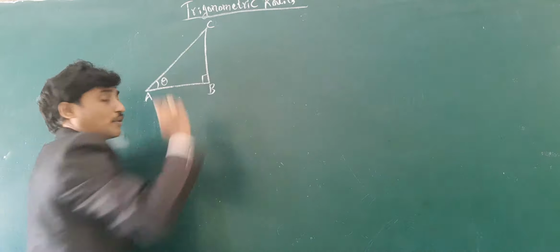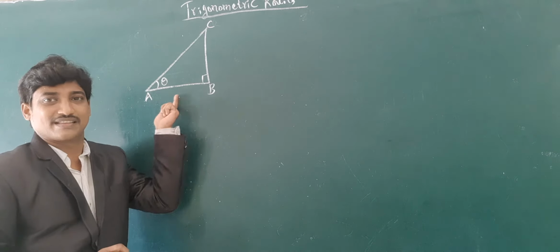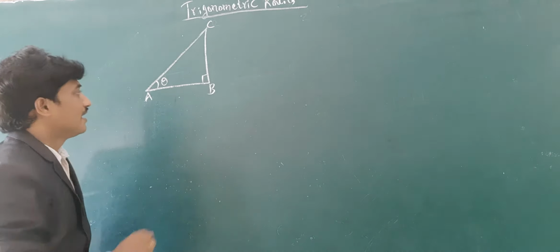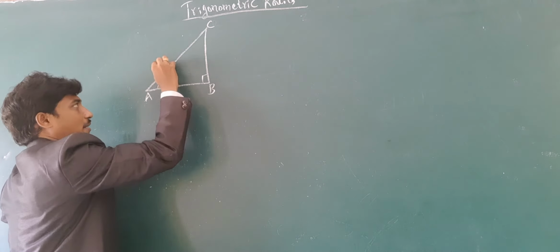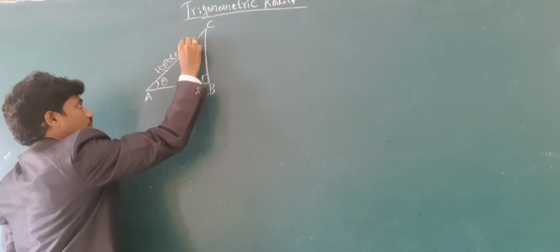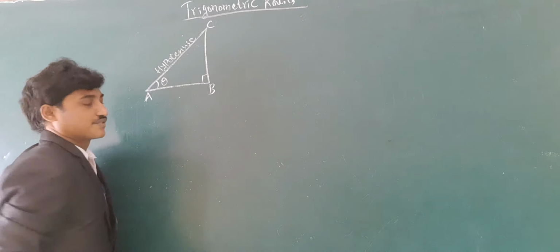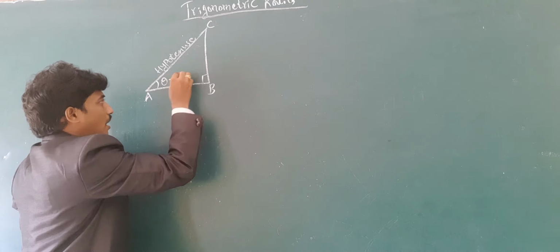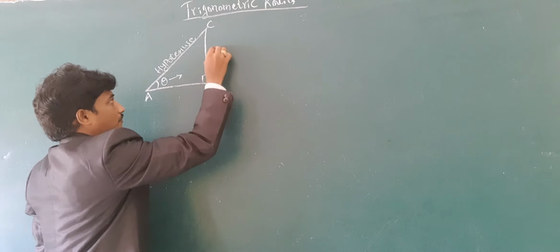Before going to know trigonometric ratios, let us name the sides of the right angle triangle. The side opposite the right angle is always called the hypotenuse. AC is the hypotenuse. The side opposite to theta is called the opposite side to theta.